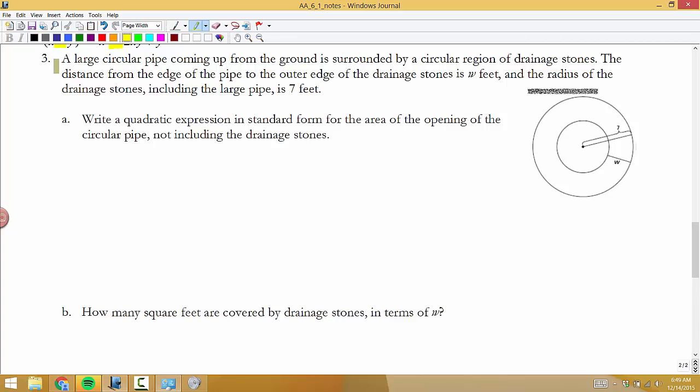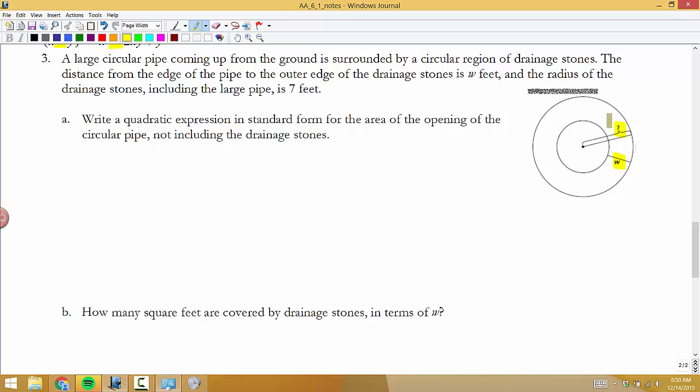All right, let's take a look at this last example here. It says a large circular pipe coming up from the ground is surrounded by a circular region of drainage stones. The distance from the edge of the pipe to the outer edge of the drainage stones is w feet. So you can see that on the drawing right here. And the radius of the drainage stones, including the large pipe, is 7 feet. So this total distance here is 7 feet.